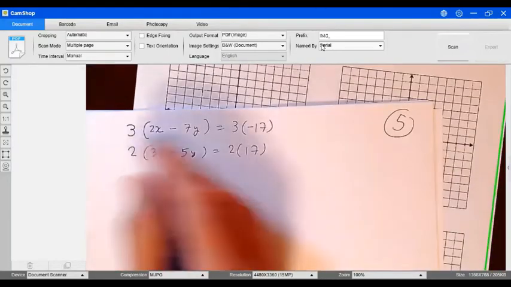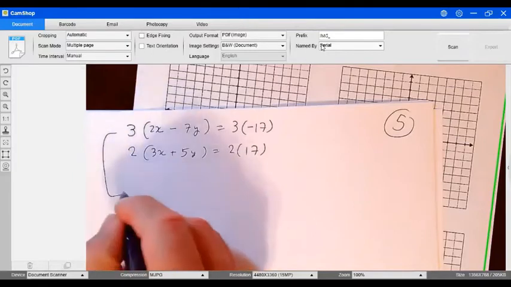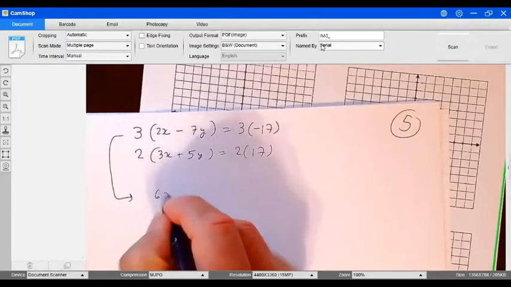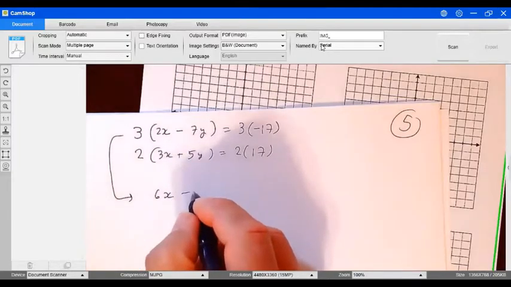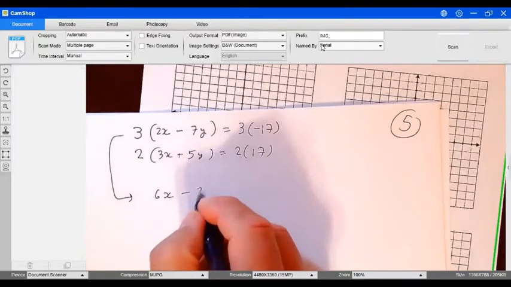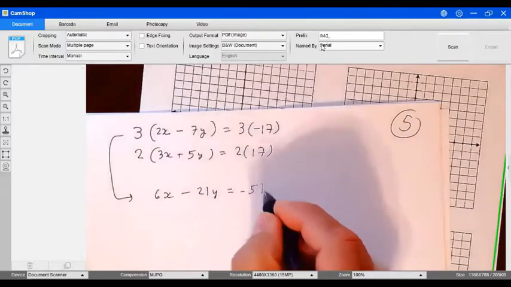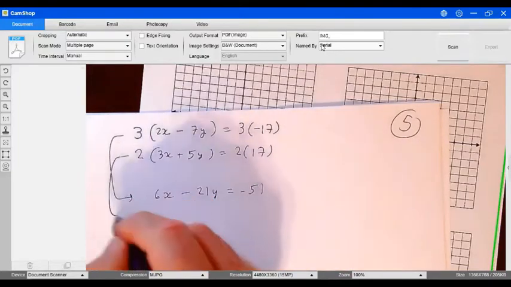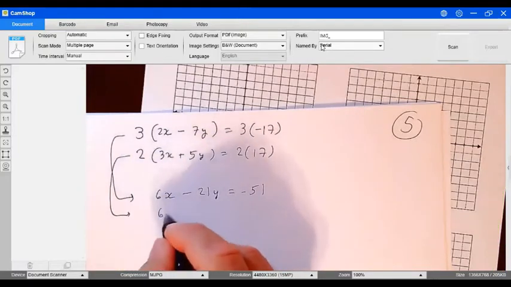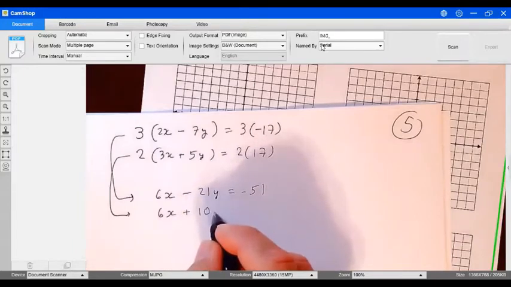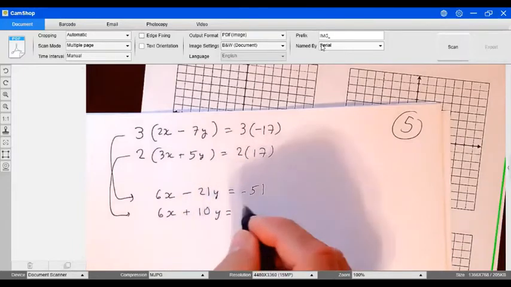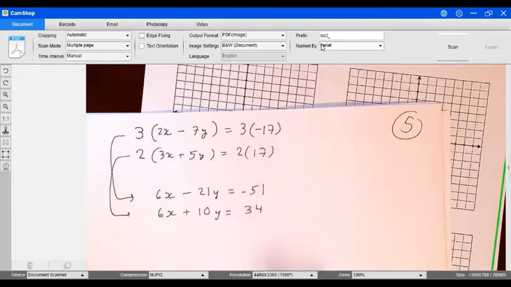So if we do this, we're gonna get, for the first equation, 6x minus 21y equals negative 51. And from the second equation, we're gonna get 6x plus 10y equals 34. So we're almost there.